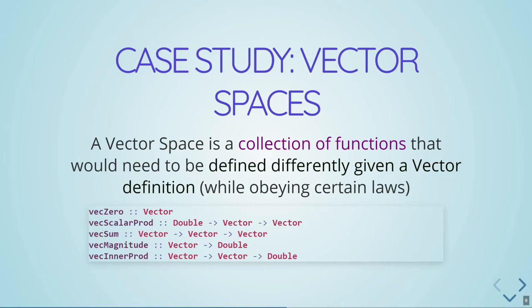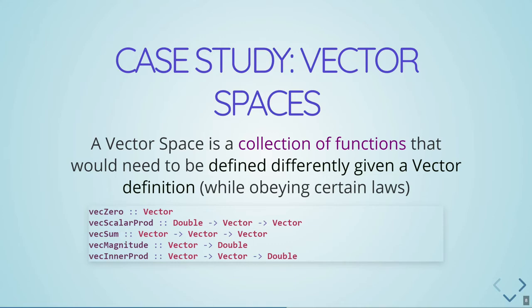A vector space is a collection of functions that would need to be defined differently given a different vector definition. In math, we use vector spaces so that we don't have to keep writing theorems over and over again for, let's say, the complex numbers and the real numbers and the 2D vectors and the 3D vectors and stuff. We want to write these theorems and be able to prove them for anything, as long as it's a valid vector space.